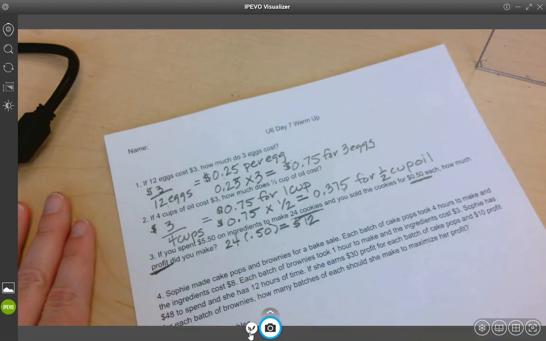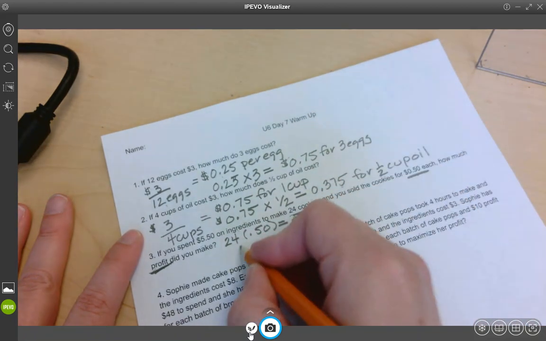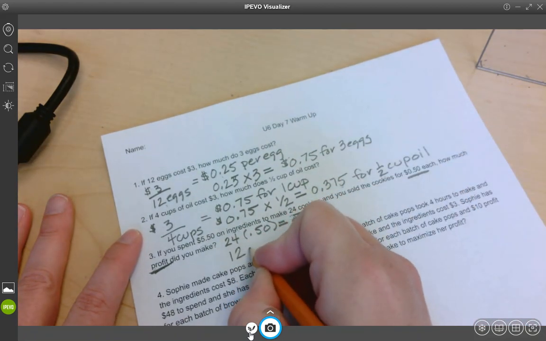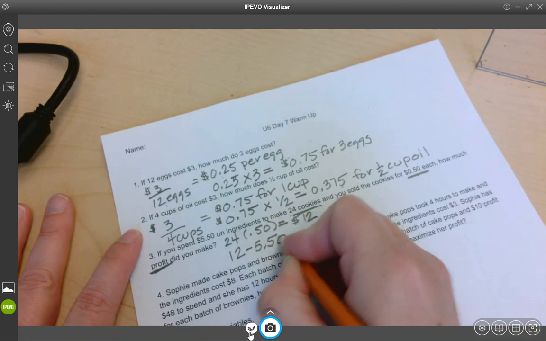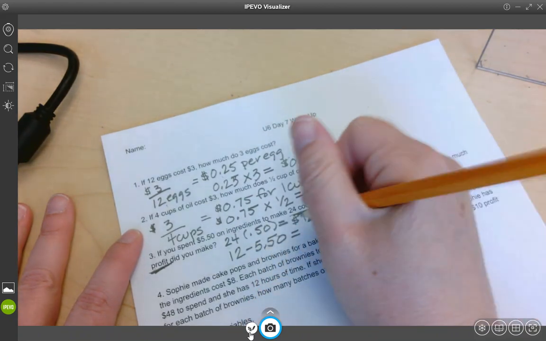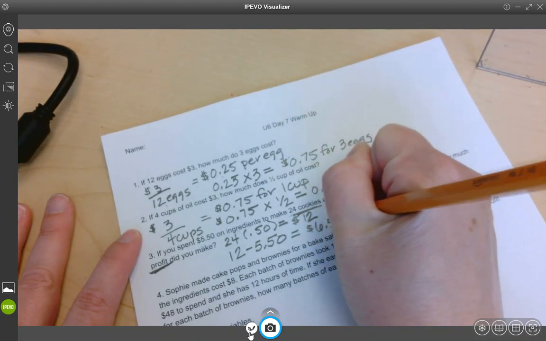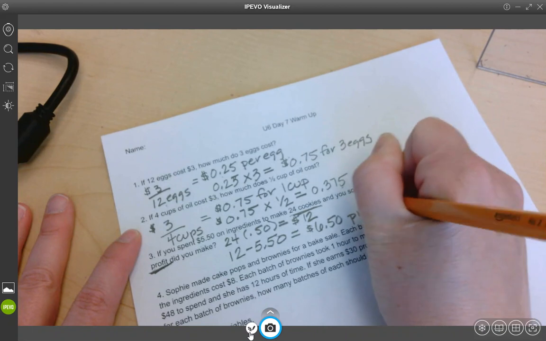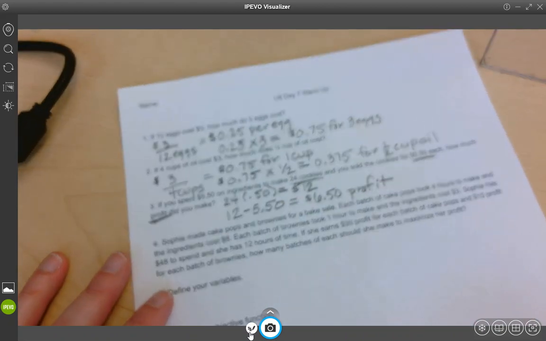But we don't get to keep all $12, right? Because we have to pay back for the supplies or the ingredients. So $12 minus the $5.50, and our profit is $6.50. So that's the difference between the money that you take in and the money that is your profit.